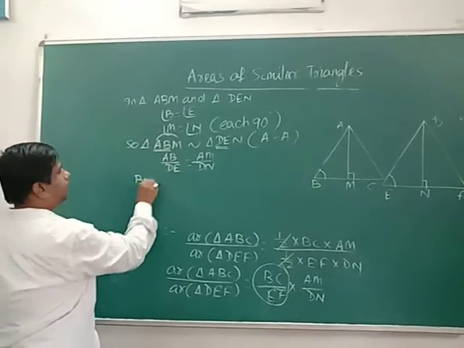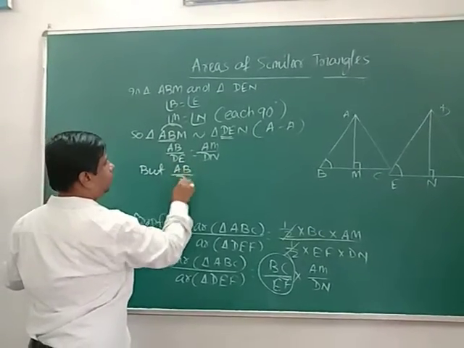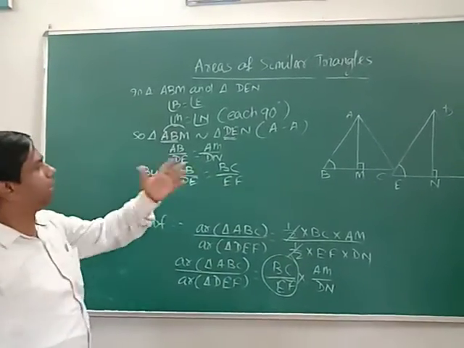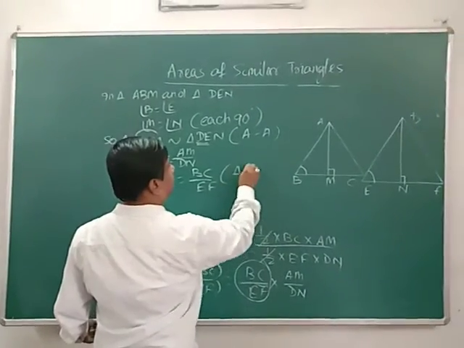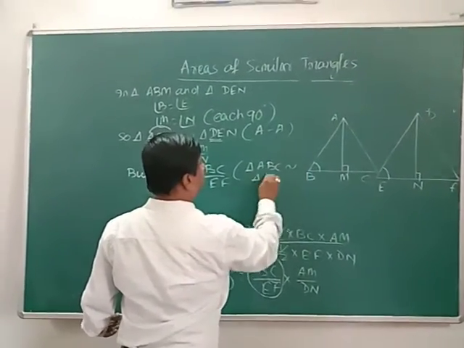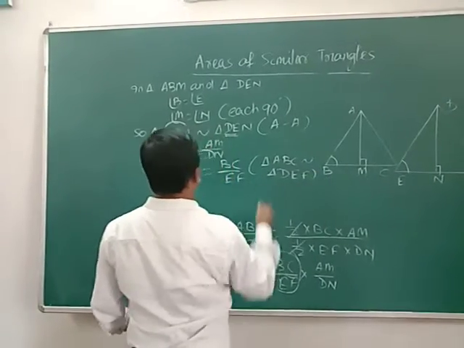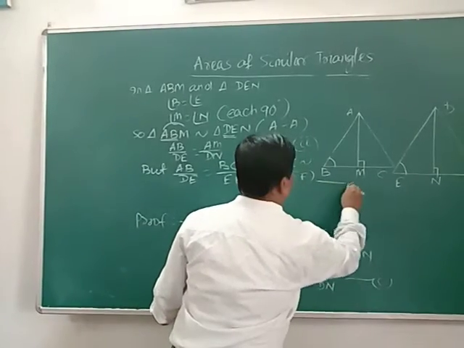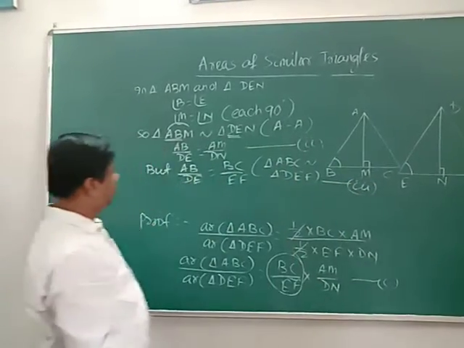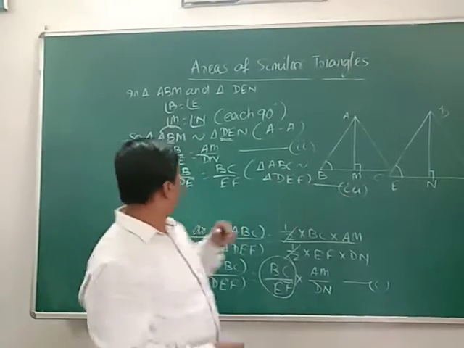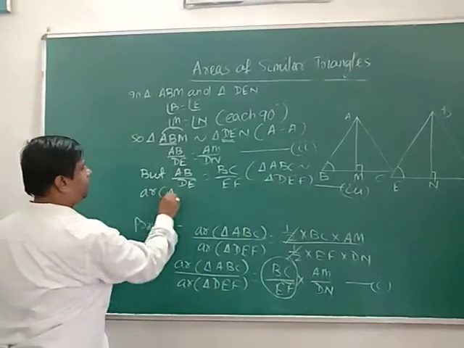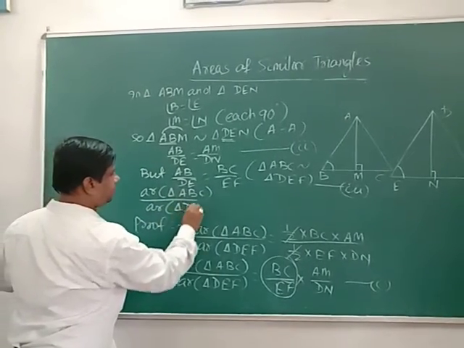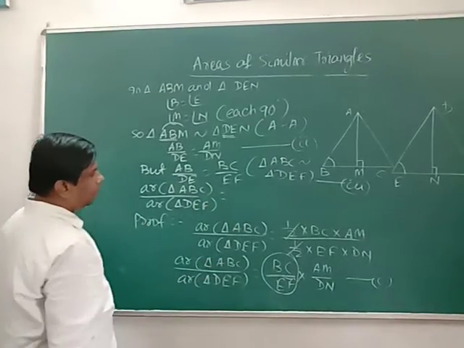Okay, but AB by DE is also equal to what? BC by EF, as the two triangles are similar. As triangle ABC is similar to triangle DEF. Let it be equation 1, sorry 2, this is 1 and this is 3. Now from 1, 2, 3 I can write area of triangle ABC upon area of triangle DEF is equal to what have you got before?